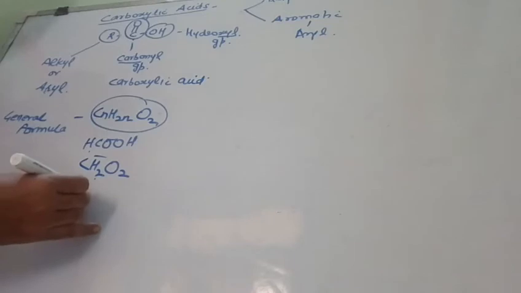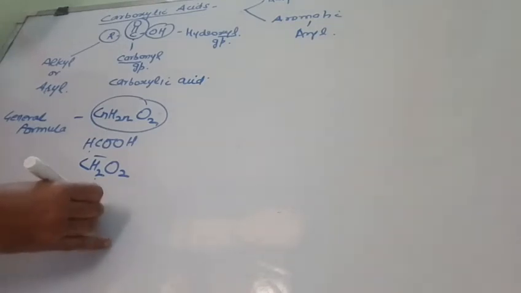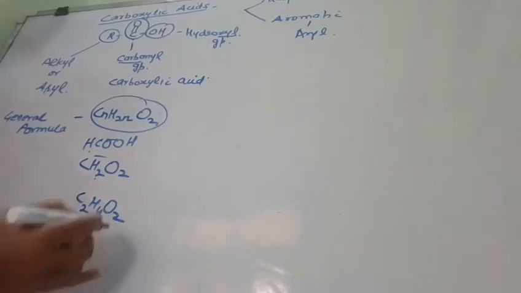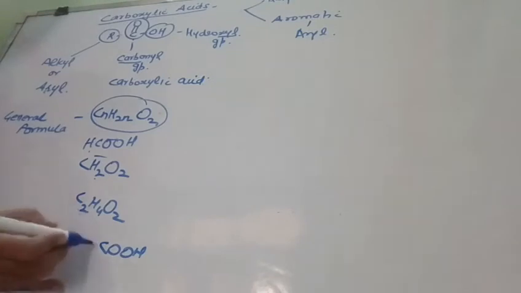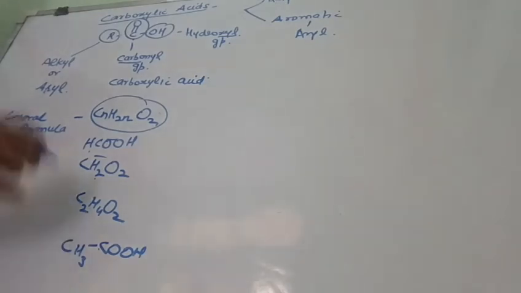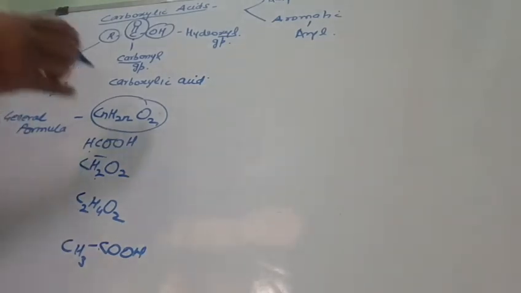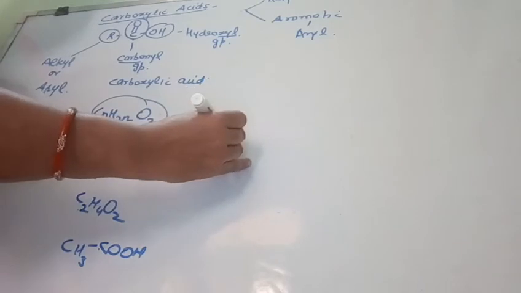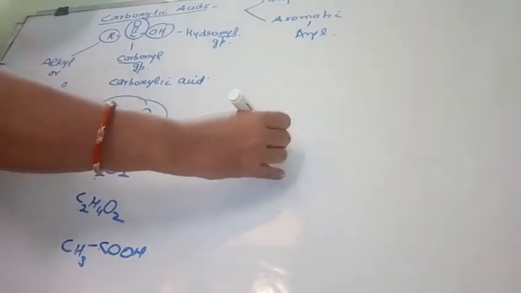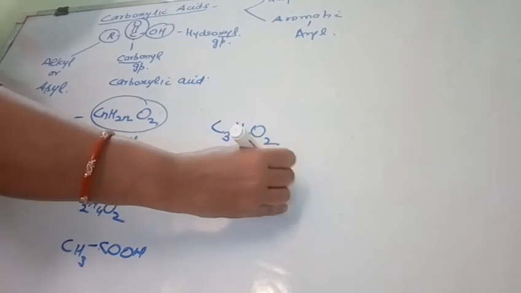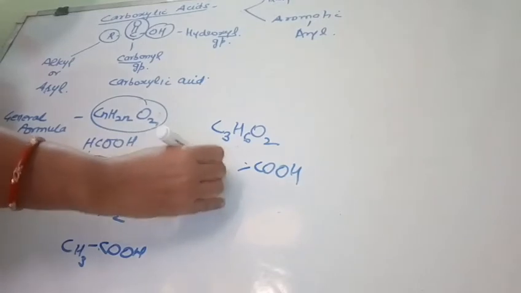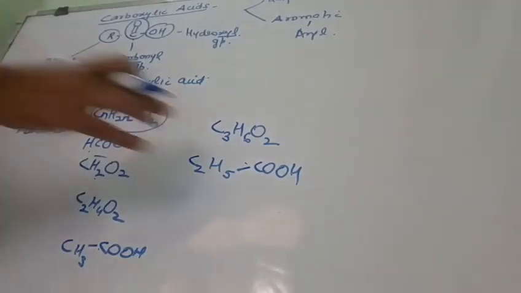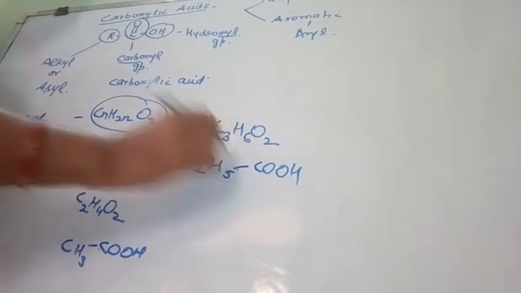Similarly, the second member will be C2H4O2. So how to write the structure of the compound? First you write this COOH, then 2 carbons are there, 1 you have written here, the remaining is 1, and H3, CH3COOH. This will be the second compound. Similarly, for the third compound, it will be C3H6O2. So to draw the structure, write COOH first, then remaining is 2 carbon and C2H5COOH. So this is how you can write the structure of the different carboxylic acids.